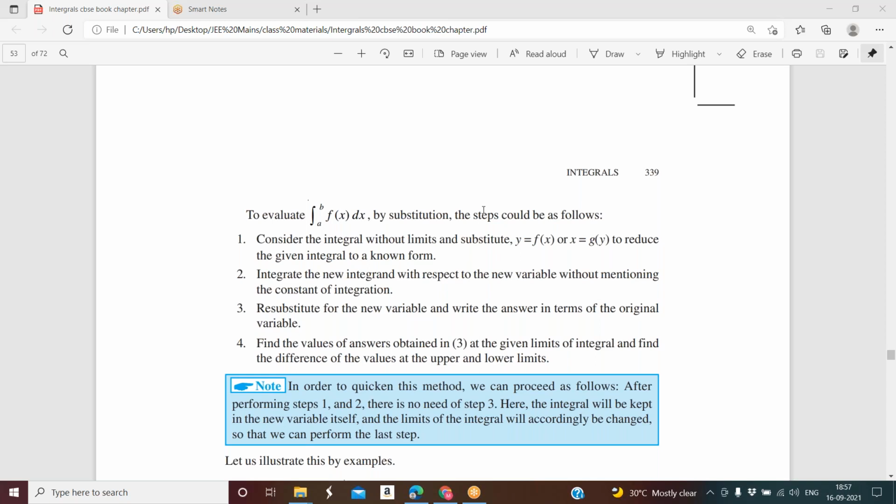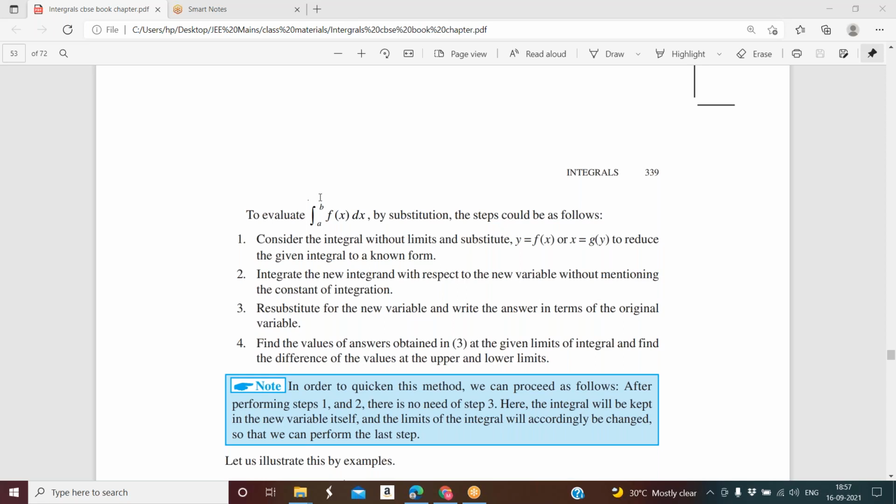So far, we have discussed indefinite integrals. In today's class, we are going to learn about definite integrals. There are various methods to solve indefinite integrals that we have discussed in the previous classes. Okay, so today we are going to study definite integrals.